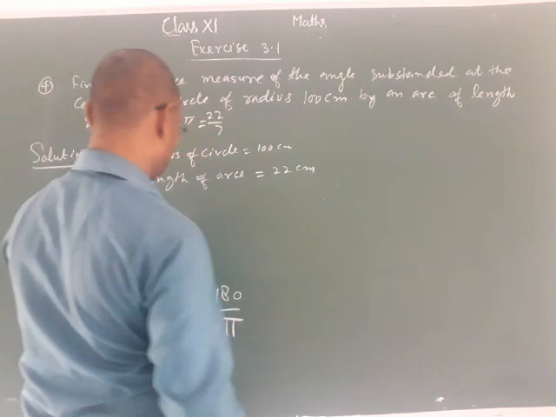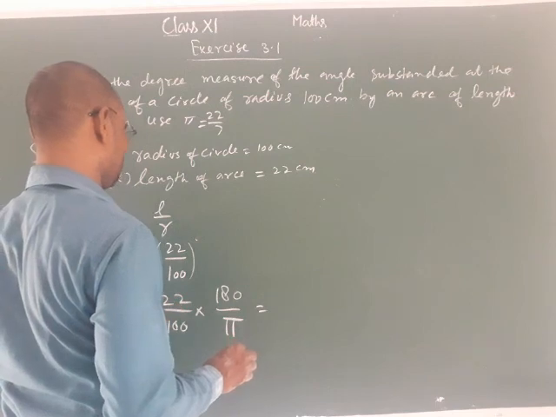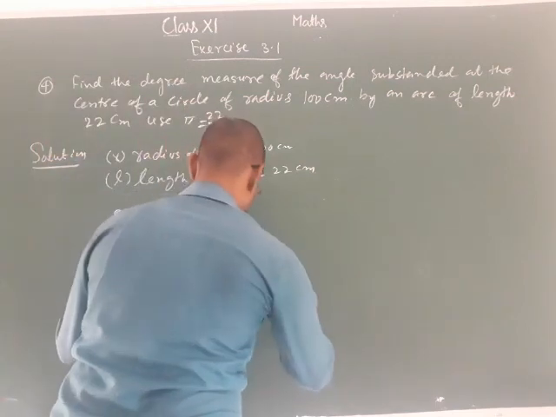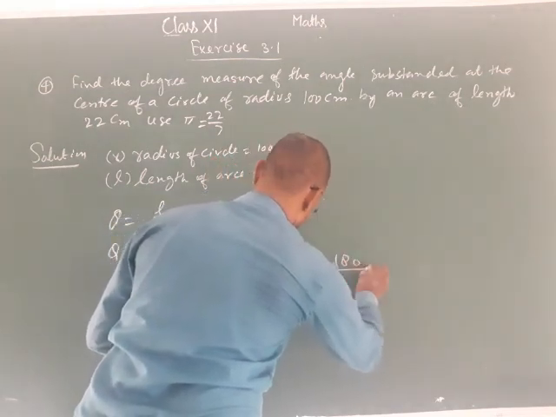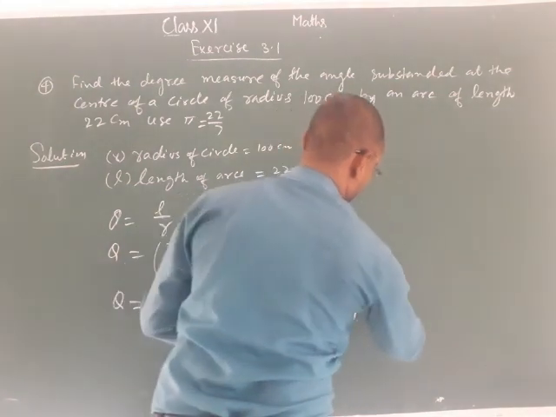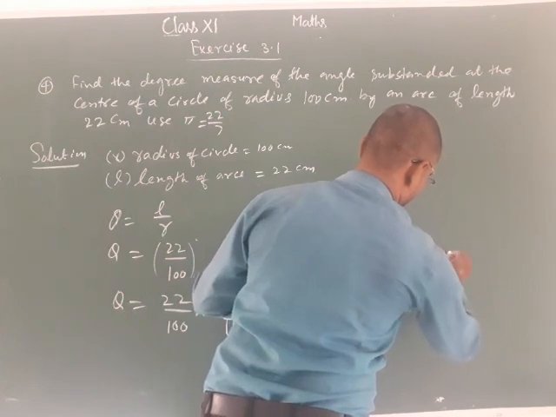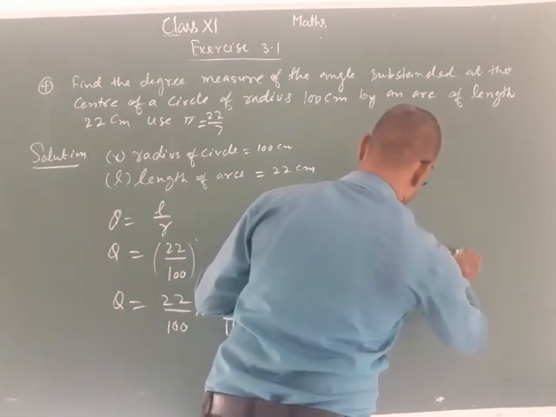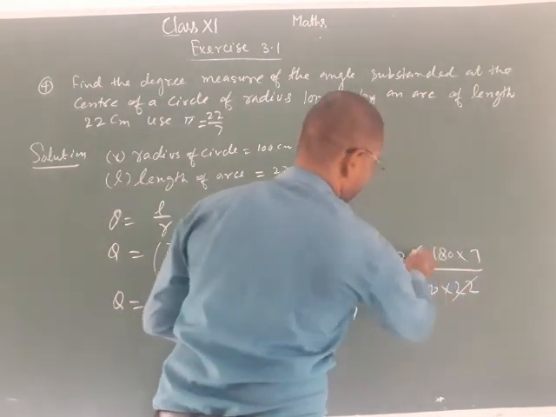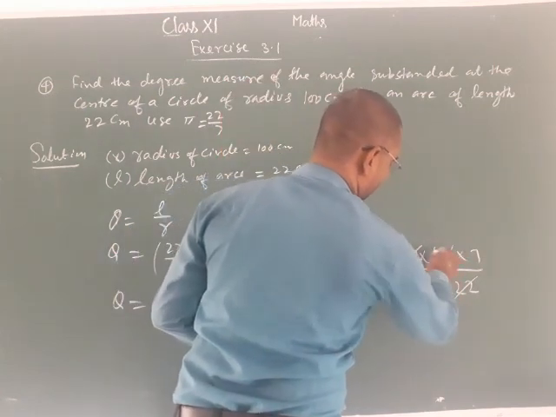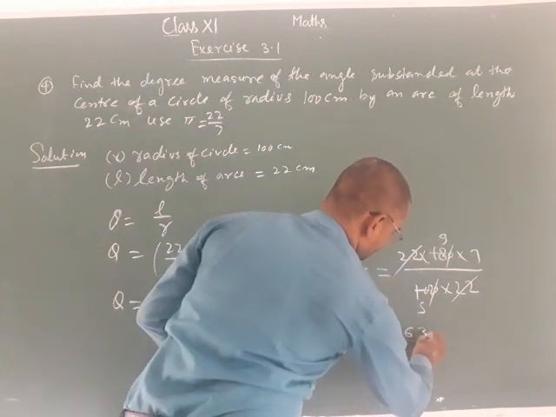So theta is equal to 22 upon 100 into 180 upon pi. Now theta is equal to this. So 22 upon 100 into 180 upon 22 upon 7 is equal to 22 into 180 into 7 upon 100 into 22. So cancel out. So 63 upon 5.